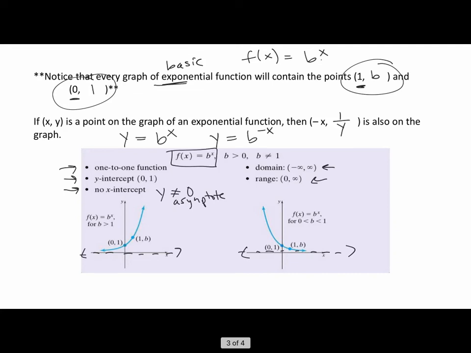And so this is what the shape looks like when you have a base greater than 1. And it's kind of flipped when you have a base that is a fraction, right? And that's because of that negative exponent rule.